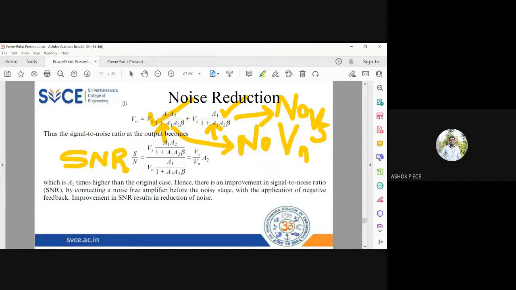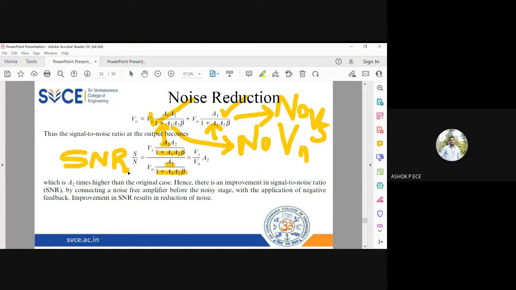Remember, whenever any term is multiplied by Vs, it represents your signal component. Whenever any term is multiplied by Vn, it represents your noise component. Ideally, the second term should be 0, but practically it can never be 0. So I'm having it as Vn into that particular term. When you perform the division, this 1 plus A1 A2 into beta will be cancelled. This A1 will also be cancelled.